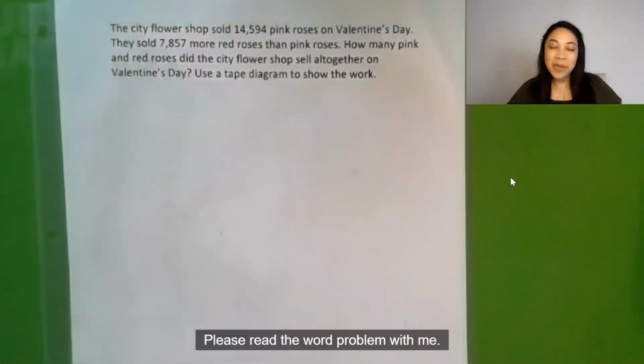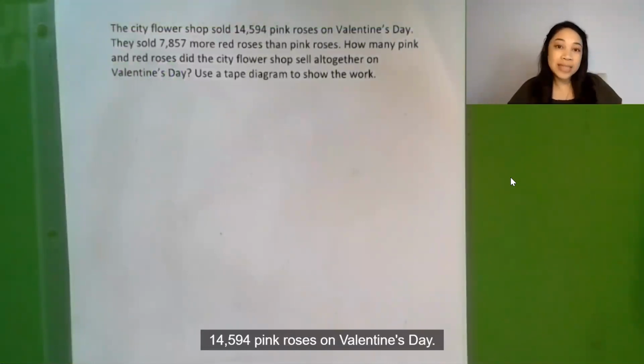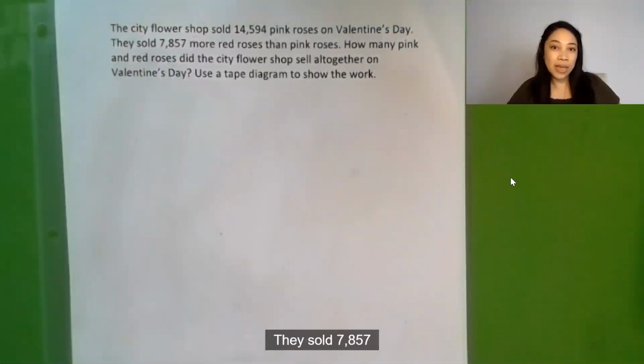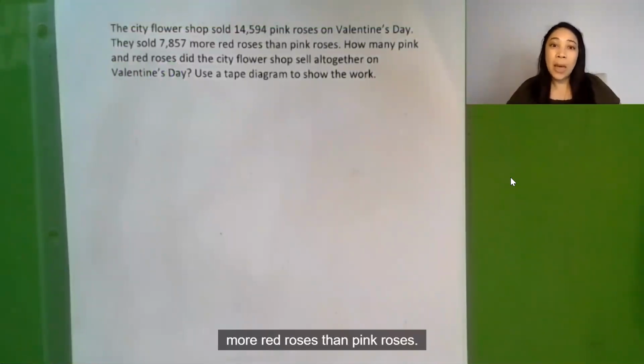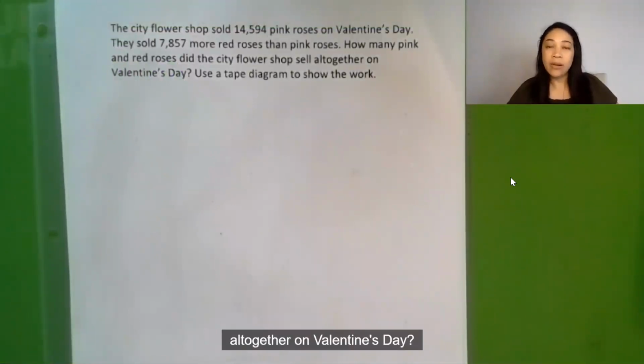Please read the word problem with me. The City Flower Shop sold 14,594 pink roses on Valentine's Day. They sold 7,857 more red roses than pink roses. How many pink and red roses did the City Flower Shop sell altogether on Valentine's Day? Use a tape diagram to show the work.